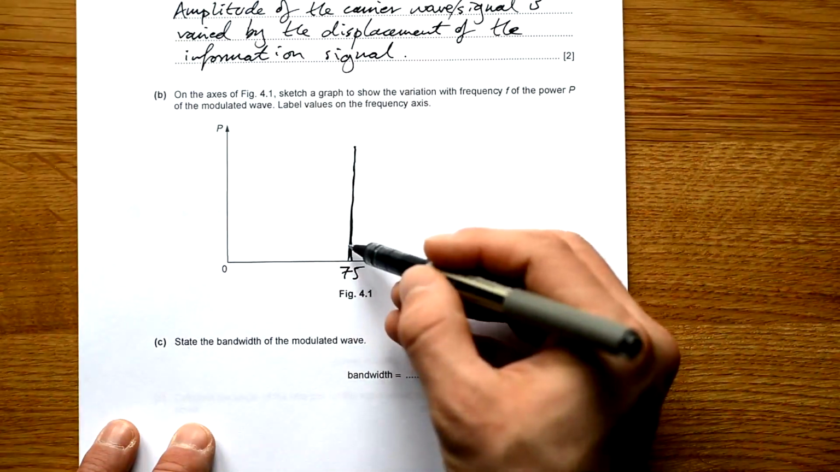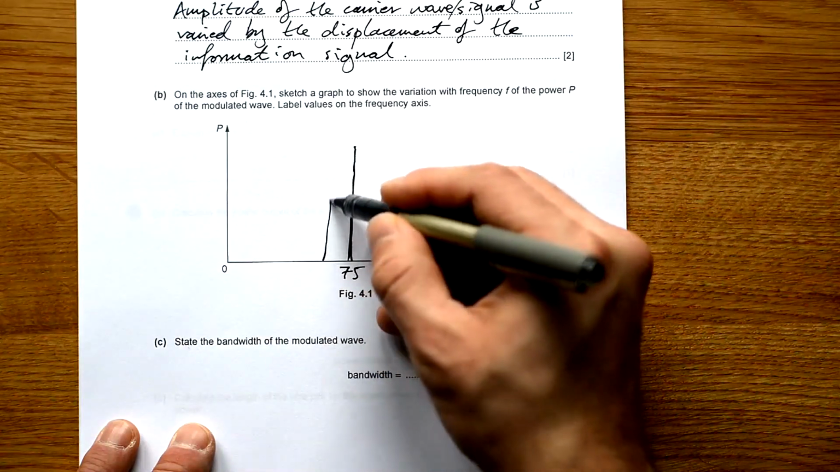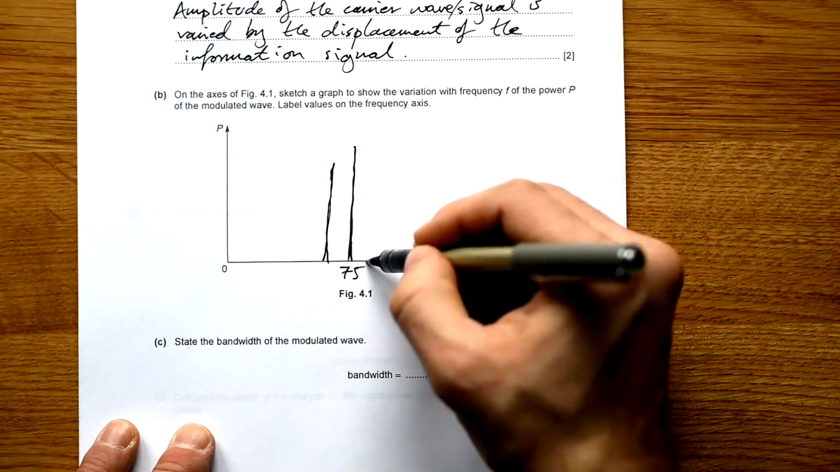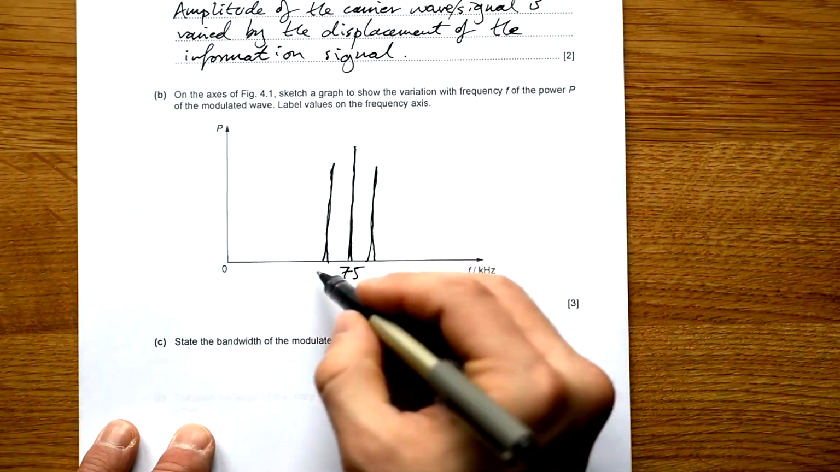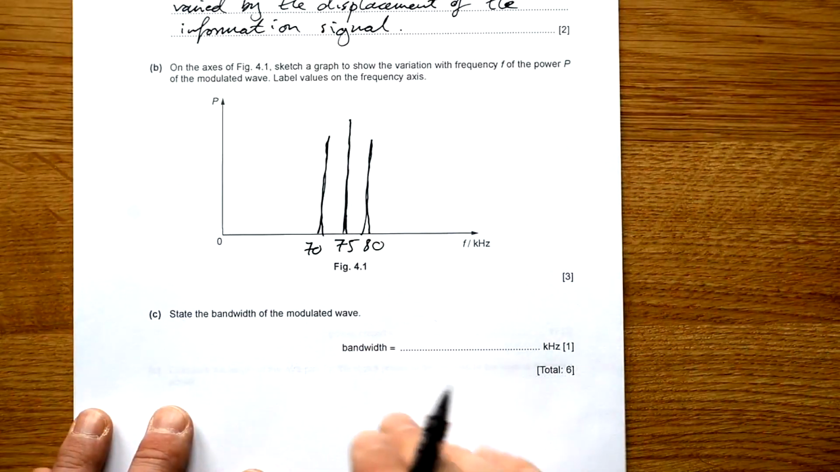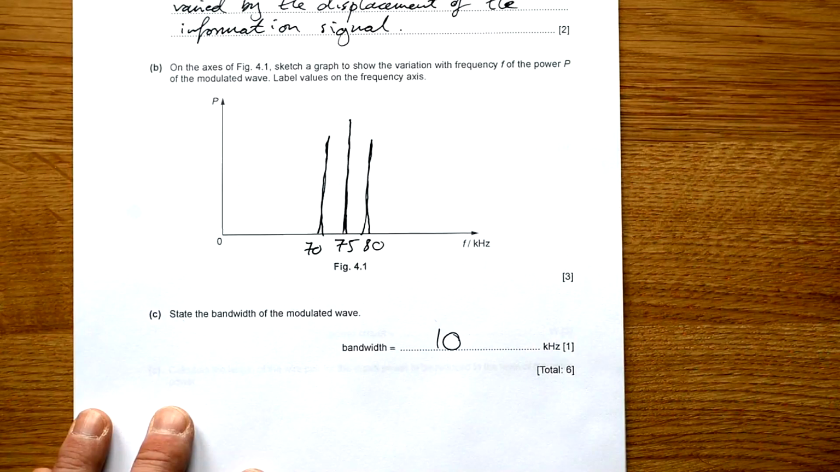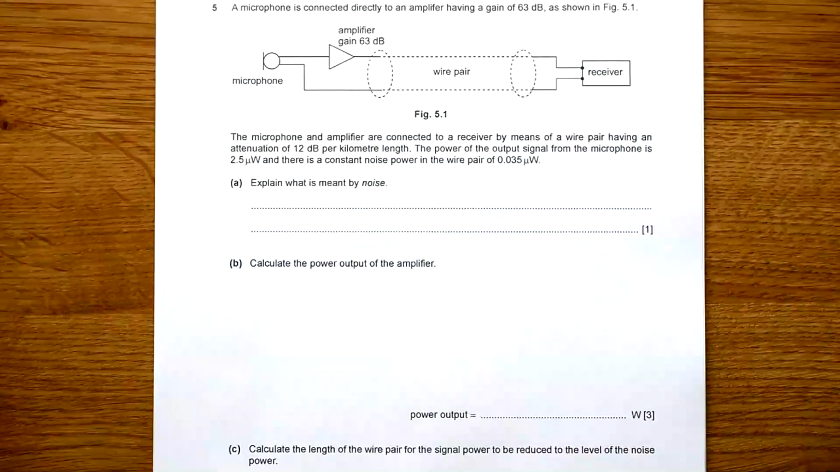Therefore, the upper and lower bounds of this band are going to be 70 and 80. Therefore, the bandwidth of the modulated wave, 70 to 80, is 10 kilohertz. Nice and easy. Okay, question 5.